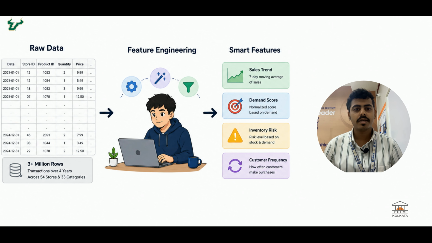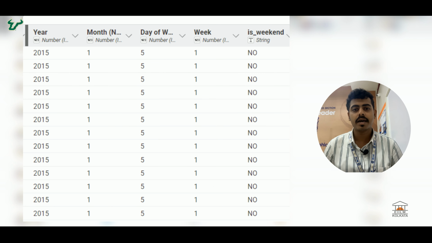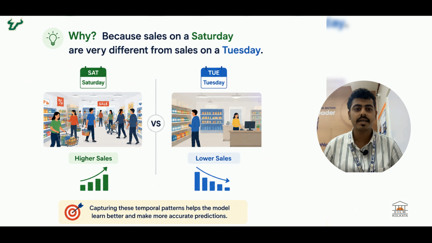Thank you. My name is Demal Hajra and I worked on feature engineering and building the machine learning model. Raw data is not enough to build a good model. We need to create smart features, new columns that capture patterns and signals that the model can learn from. For example, raw data has a date column, but we extracted from that date the day of the week, month, the week number, and whether it is a weekend or not. Why? Because sales on a Saturday are very different from sales on a Tuesday.